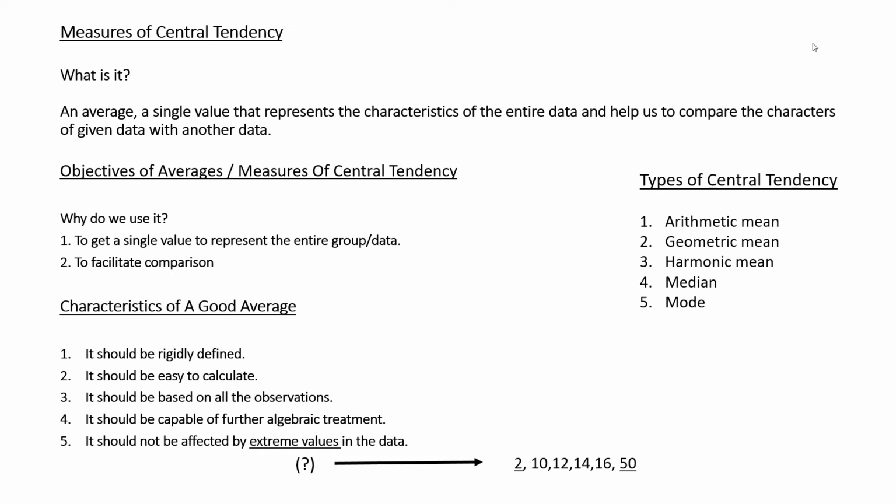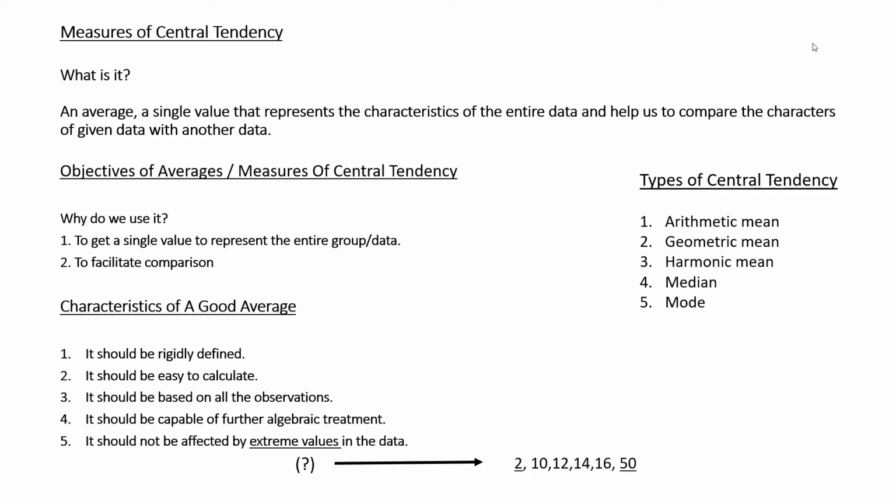From the definition itself, we find the objectives of central tendency, or the question of why we use it; its answer automatically comes from the definition. So what are the objectives or what are the reasons to use central tendency? There are mainly two reasons. The first reason is to get a single value which represents the entire group, and the second reason is to facilitate comparison, to enable us to compare between the groups. So these are the two objectives of central tendency.